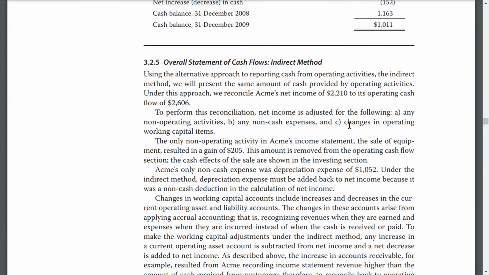Overall statement of cash flows, indirect method. Using the alternative approach to reporting cash from operating activities, the indirect method, we will present the same amount of cash provided by operating activities.